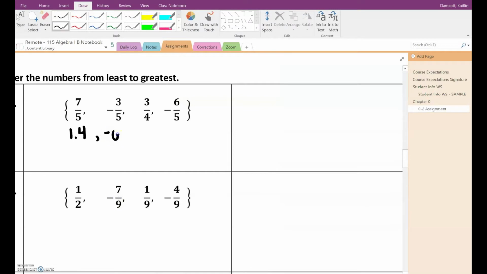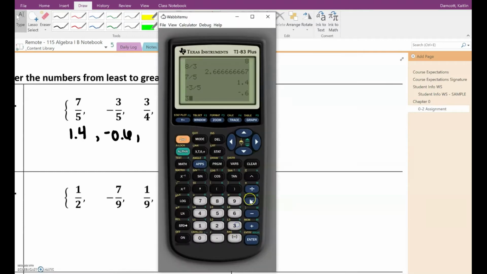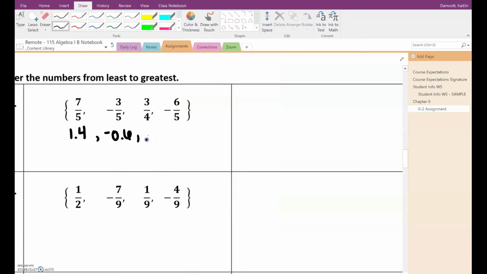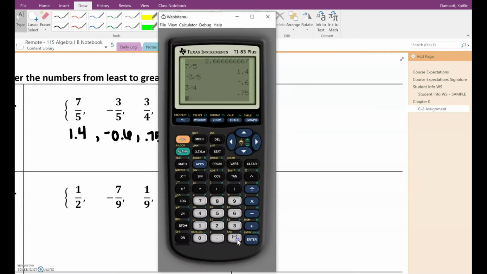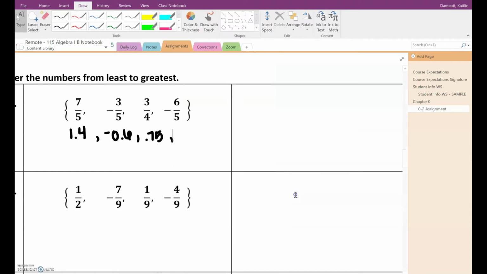I'm going to write it as -0.6 just because it helps us compare a little better, like we have the same place values present. Then we've got 3 divided by 4, which is 0.75. Or you could think about it in terms of money: if you have 3/4, you have 75 cents. And finally, the last one is -6/5. -6 divided by 5 is going to give us -1.2.